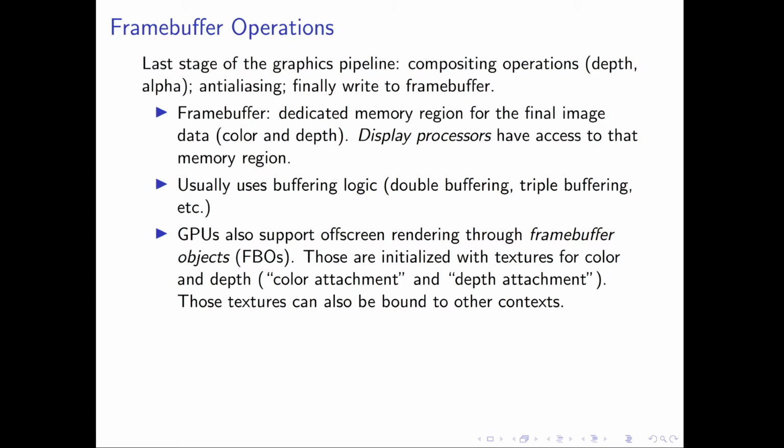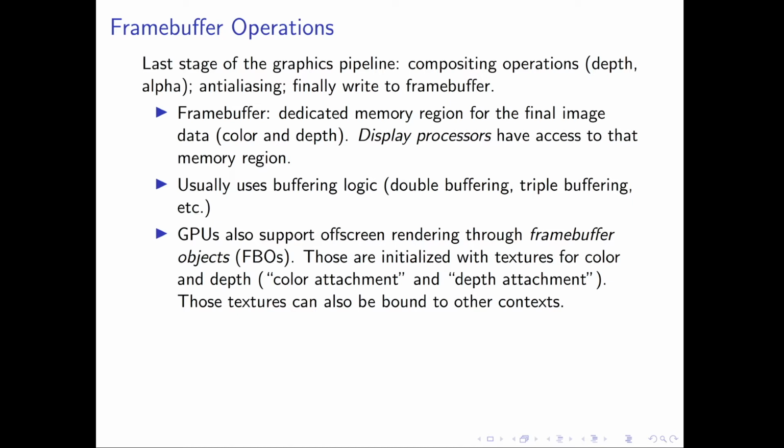GPUs also support modes where we perform so-called off-screen rendering, where the frame buffer is not actually a hardware instance accessed by the display processor, but rather a texture that we're rendering into. The concept here is called an FBO, a frame buffer object, where we have a so-called color and a depth attachment, and those are basically textures, bound as virtual frame buffers. Then we render into those textures, the raster output units write into them, and then we can later bind those two textures in another context so that we can access them.